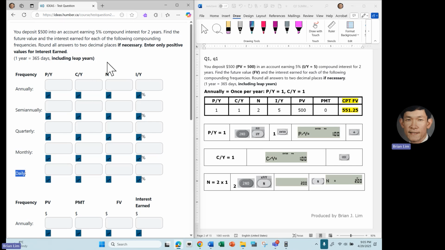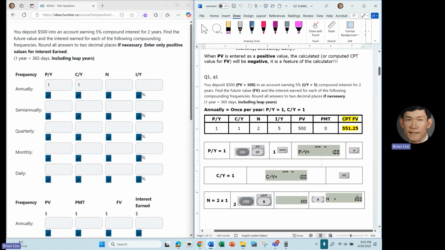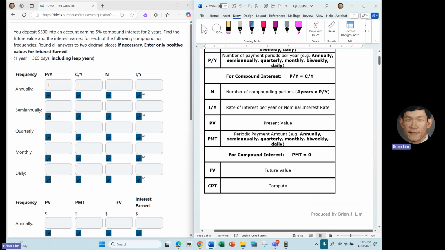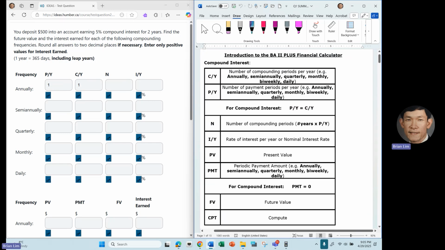Now, if the compounding frequency is annually, then these numbers here, PY and CY, will both be 1. Now, we may need to clarify a little bit about this PY. PY is what? Well, it's the payments. If we scroll back, it says the number of payment periods per year. And CY is the number of compounding periods, right here. Now this one has to do with payment.